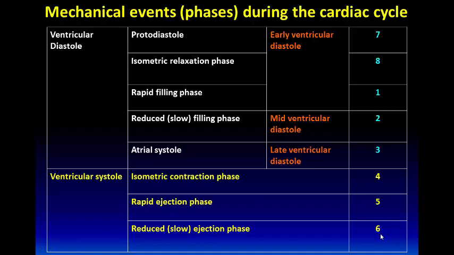However, I usually prefer to begin describing the mechanical events of the cardiac cycle with describing the rapid filling phase. So I consider the rapid filling phase as phase 1 of the cardiac cycle, then the reduced filling phase is phase 2, phase 3 is the atrial systole, phase 4 is the isometric contraction phase, phase 5 is the rapid ejection phase, phase 6 is the reduced ejection phase, then phase 7 is the protodiastole, phase 8 is the isometric relaxation phase.